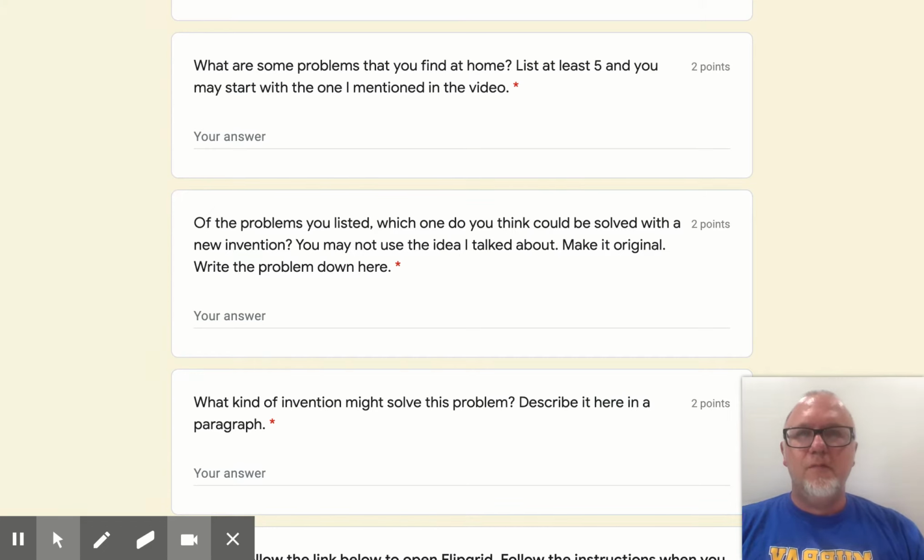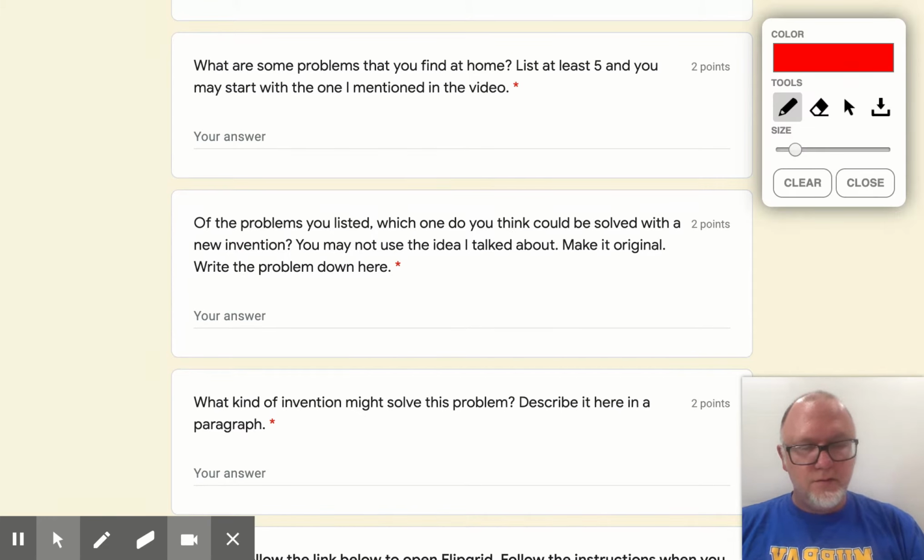So, what we're going to do is look at number one. Number one says, what are some problems that you find at home? So we need to think about the home. We could think about the kitchen. We could think about the living room, our bedrooms. What are some problems that we find in the bathroom? Maybe in the garage, there's some problems. You could even think outside in your yard or your driveway or with the car. There's all sorts of problems that we have at home.